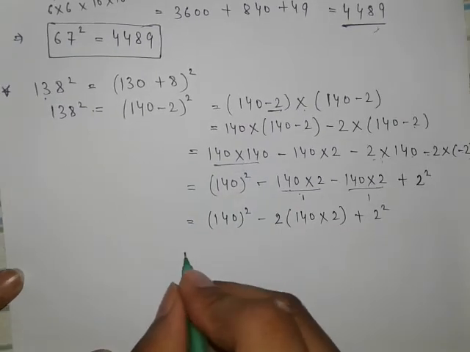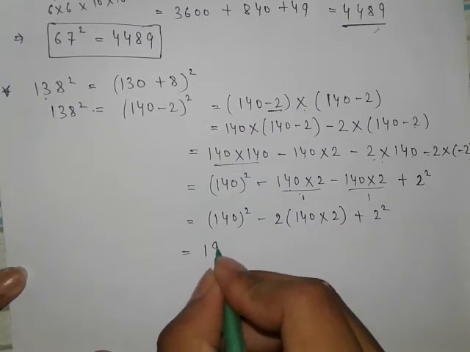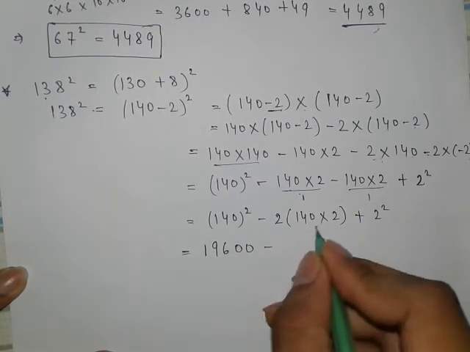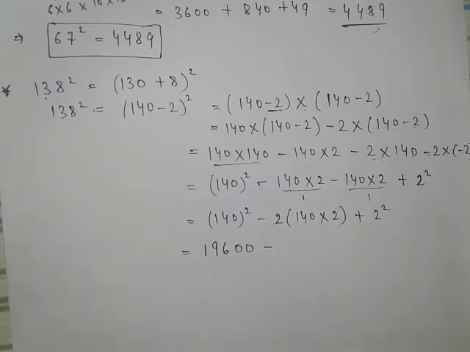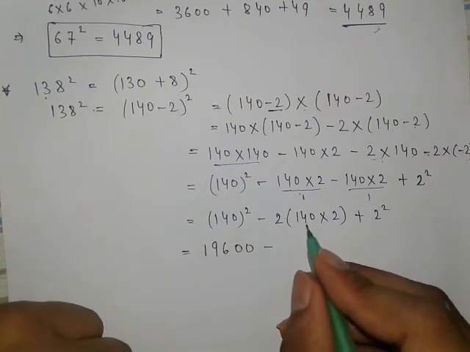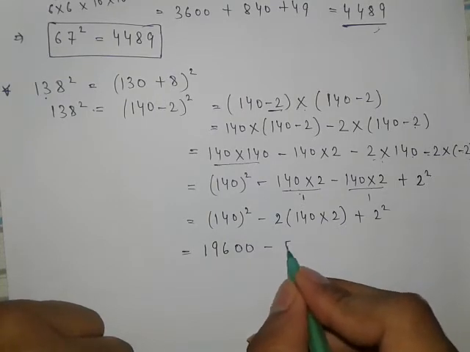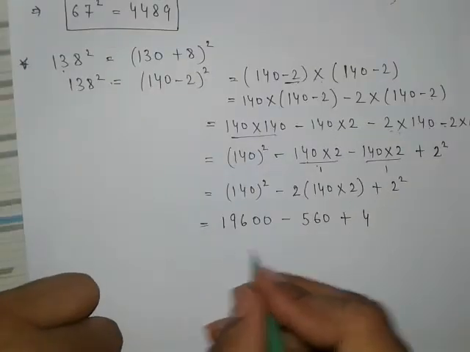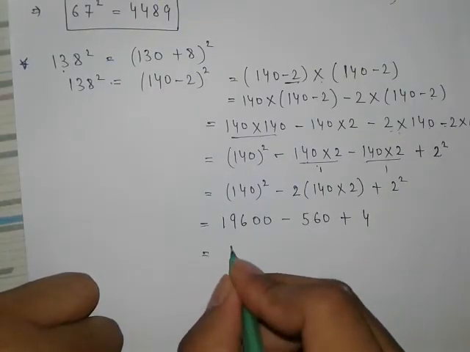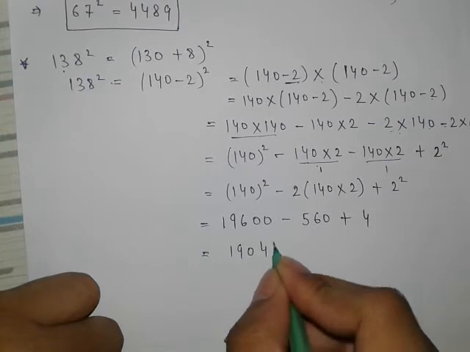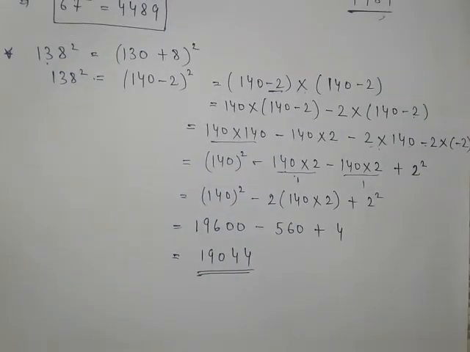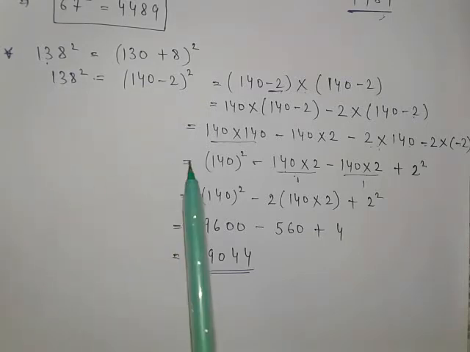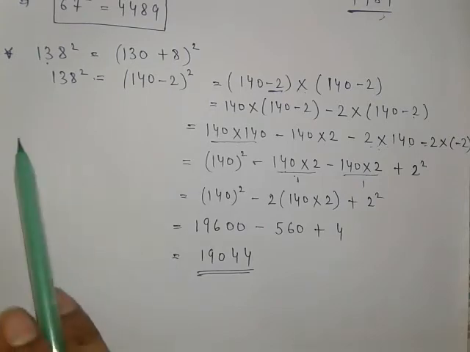Now you know the 14 square is 196, then 140 square is 19600, minus 2 into 140 multiplied by 2, 140 multiplied by 2 is 280, and 280 multiplied by 2 is 560. Then 560 plus 4. So if you solve this, you will get 19044. So you see, again we did not do the actual multiplication and yet we found the square of 138.